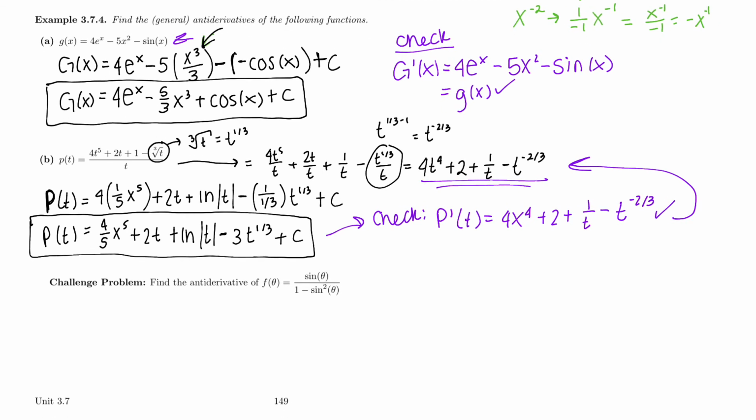I'm going to skip this challenge problem, but I will say if you want to try this challenge problem out on your own time, something to keep in mind is that sine squared plus cosine squared equals 1. And you can do some fun tricks with that to get the answer to this one. But I'm going to skip this one for now.